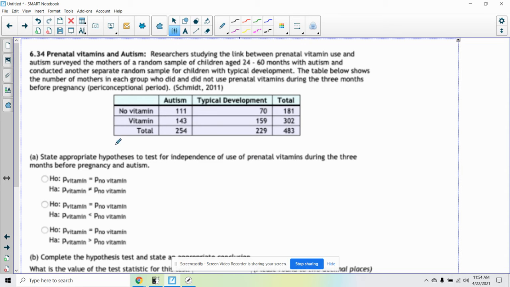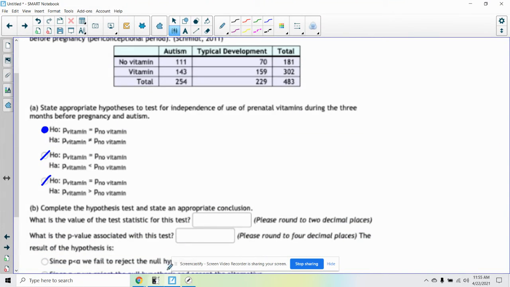So we're not showing that the use of vitamins makes the development less or better or worse. So it's not going to be these two. We're just trying to show that they're not the same. That's all you can really tell with a test for independence, is that two things are not associated, not the same. Okay?